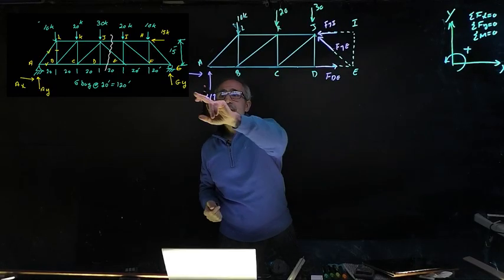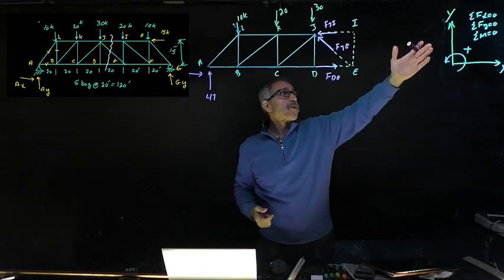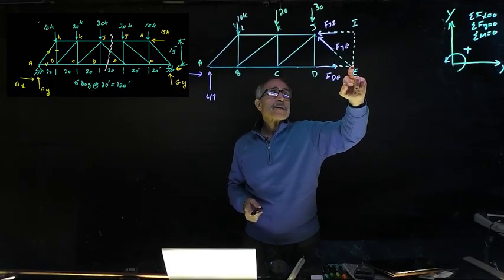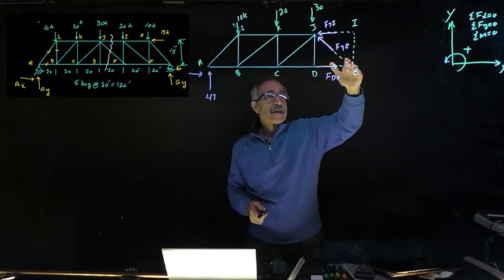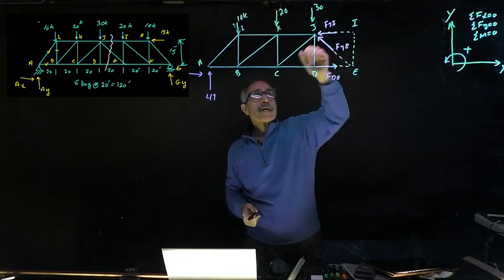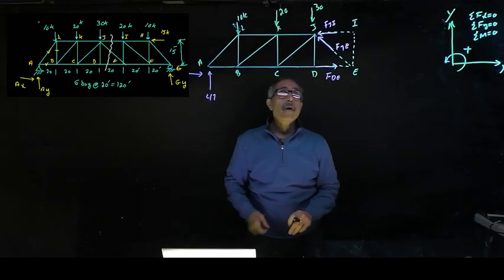Now I have this, this, this. I have 1 unknown, 2 unknown, 3 unknown, and I have all those 3 equations, so I can solve it. If I take a moment about this point, I eliminate this and this, because of the line of action. If I take a moment about this point, I eliminate this too. It's a line of action. It doesn't matter, it's your choice. You can do it whichever way you want.